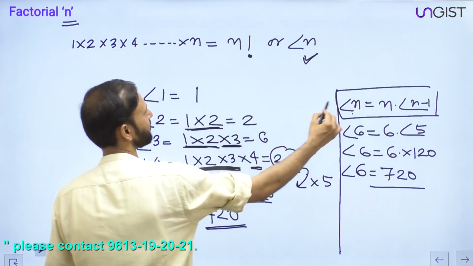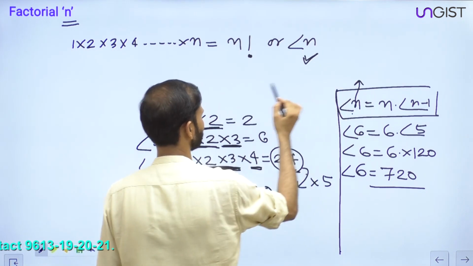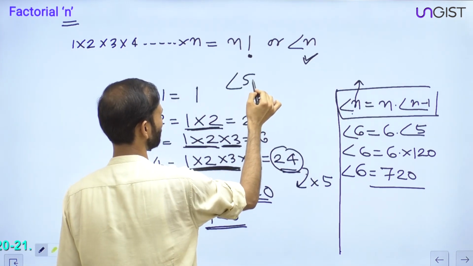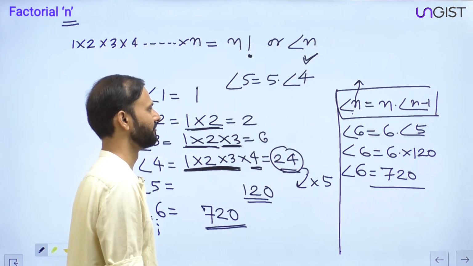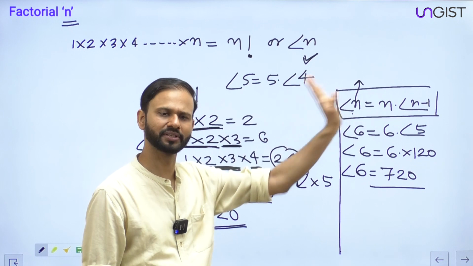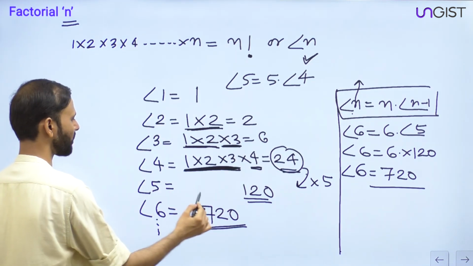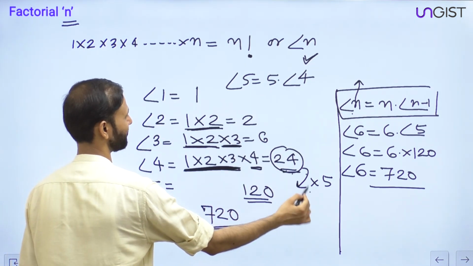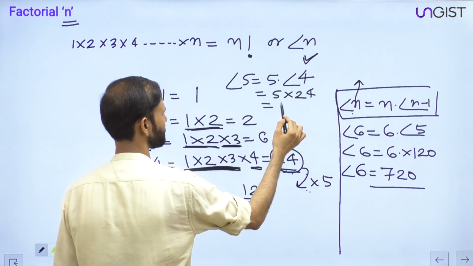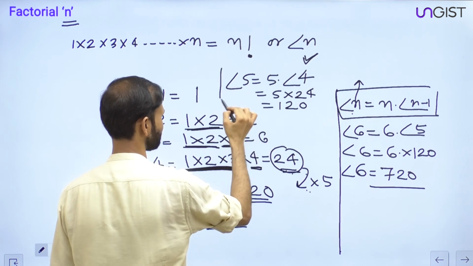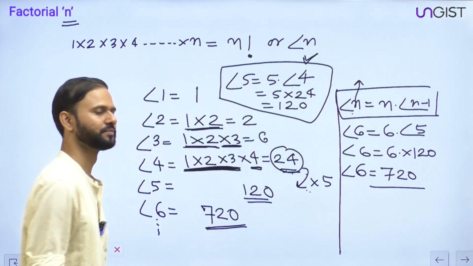See, the thing is, just put the value of n as 5. So factorial 5 has to be 5 into 4 factorial. So factorial 5 is 24 into 5, so this is 5 into 24, which is 120. Guys, it is fine now, right?